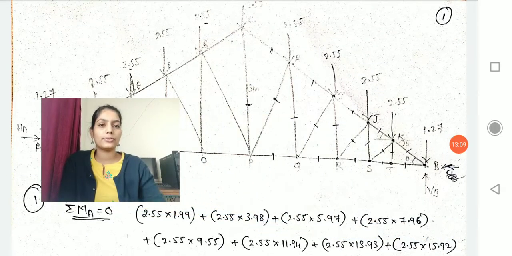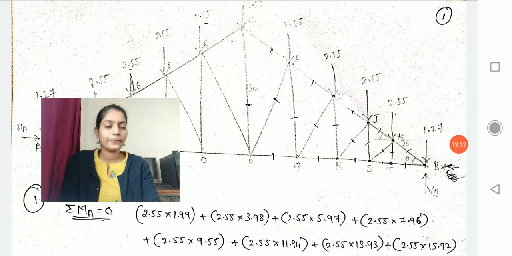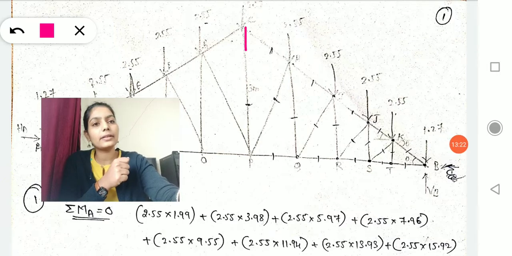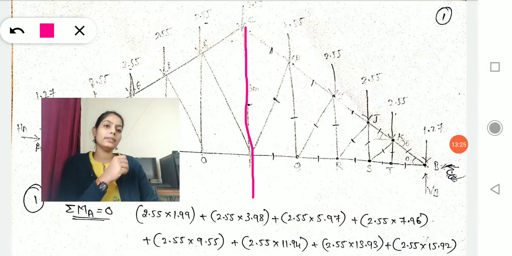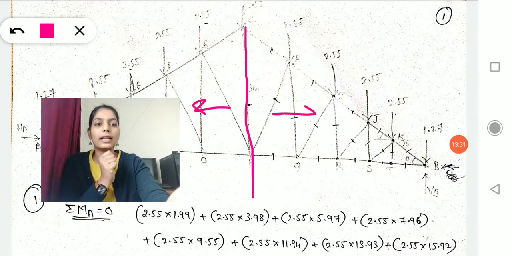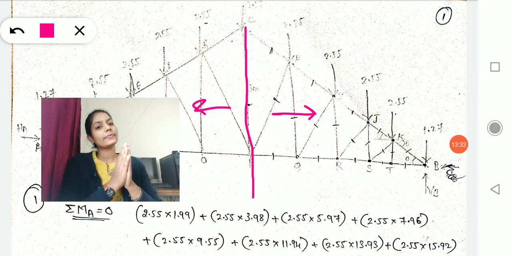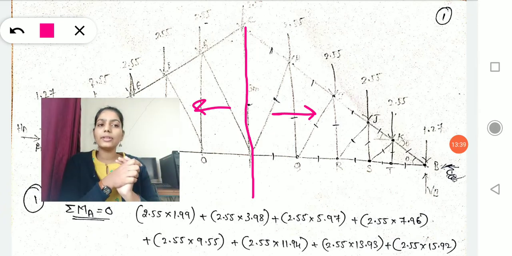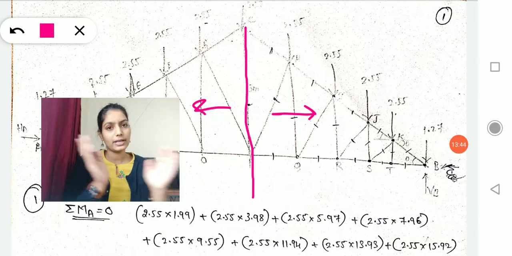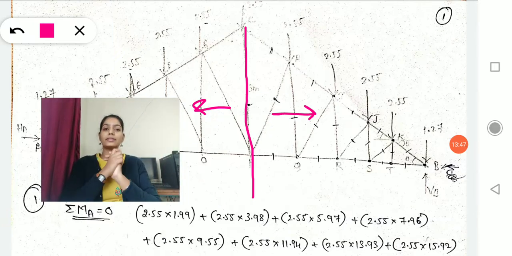If I go to the B joint, what happens at the B joint? The same thing is happening. Why? Because my truss is symmetrical about the vertical axis. See here, if you see my truss at this vertical axis, on both sides, left and right hand side, your truss is balanced, or instead I will say your truss is symmetrical. Whatever is happening on the left hand side, the exact mirror of it is happening on the right hand side, and that's why I said my truss is symmetrical.